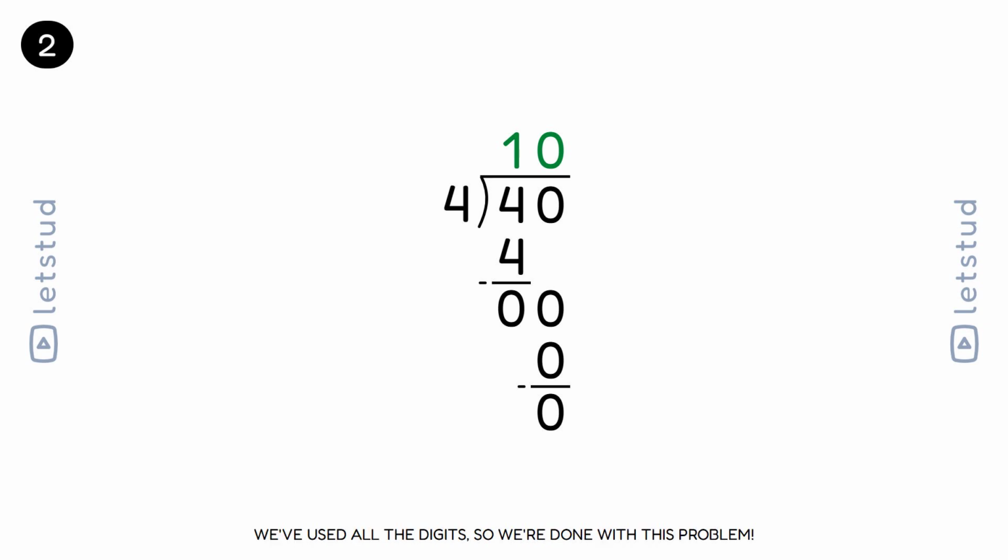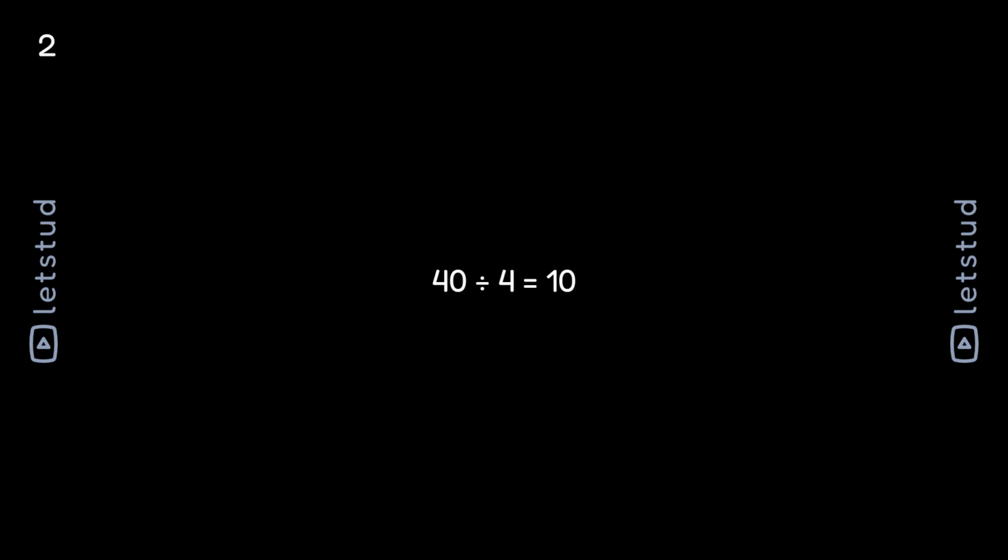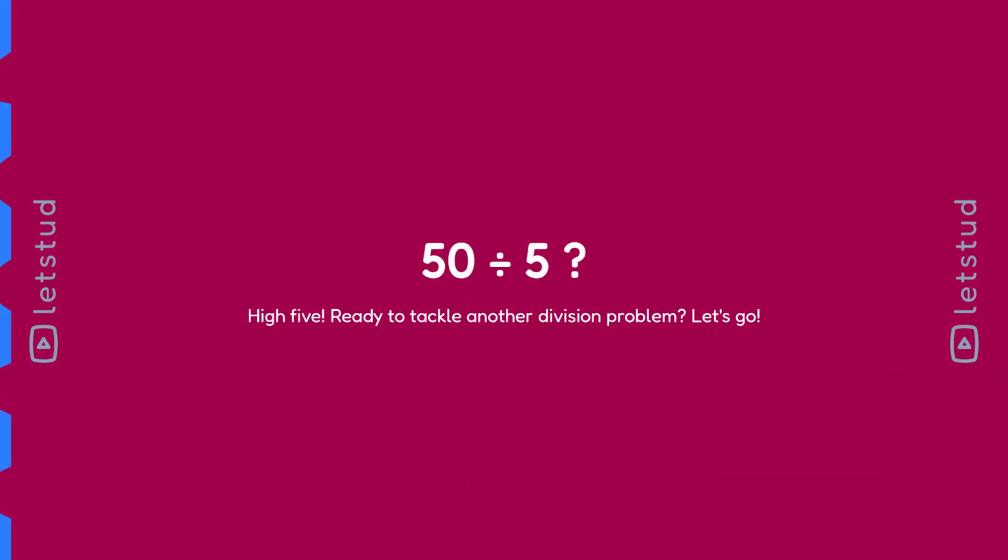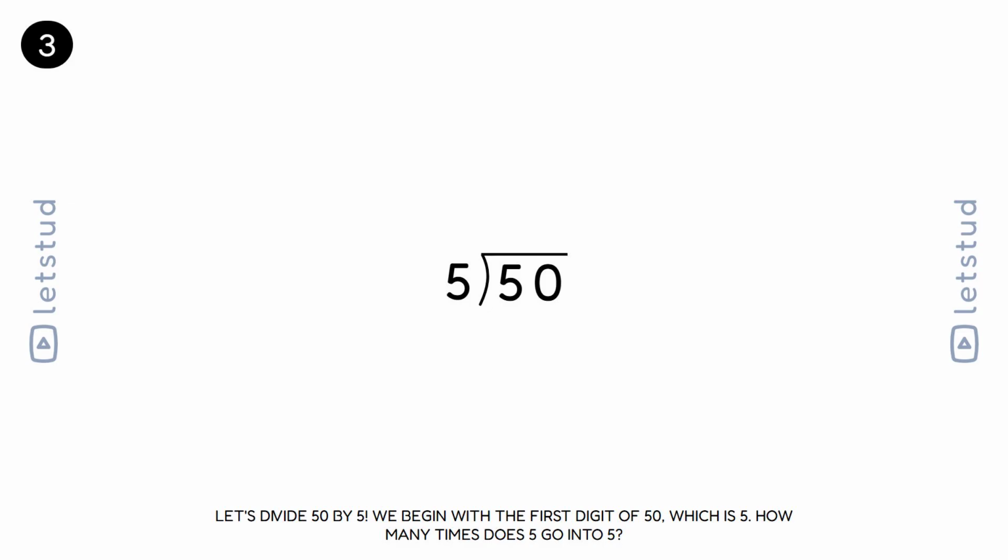We've used all the digits, so we're done with this problem. Woohoo, you crushed dividing 40 by 4. High five, ready to tackle another division problem. Let's go. Let's divide 50 by 5.